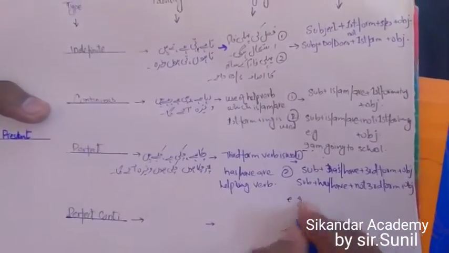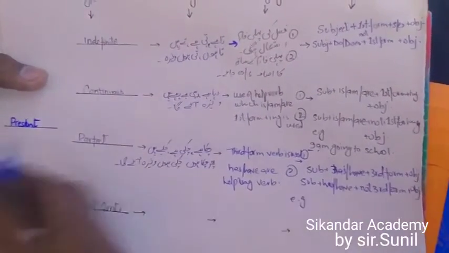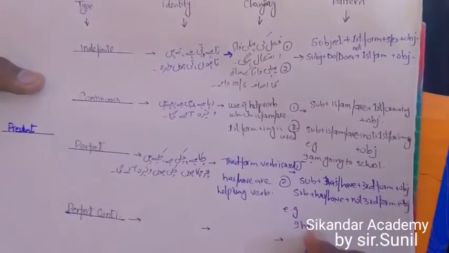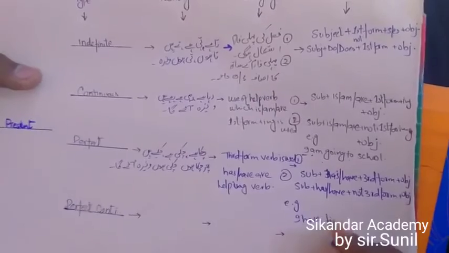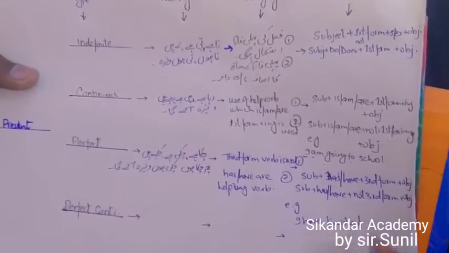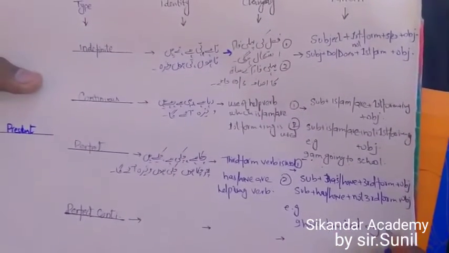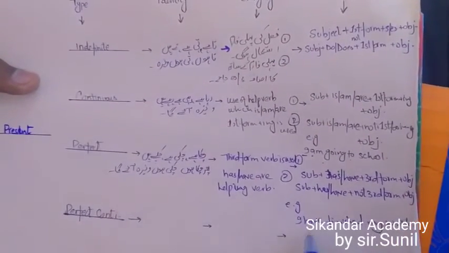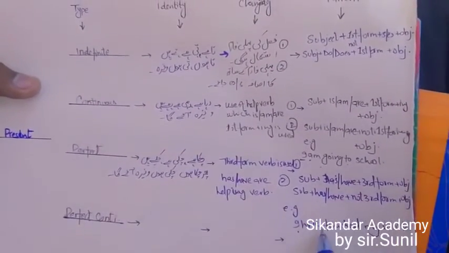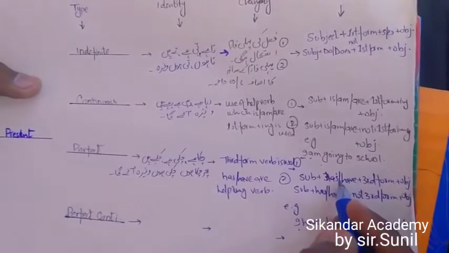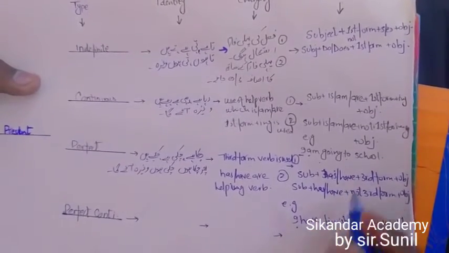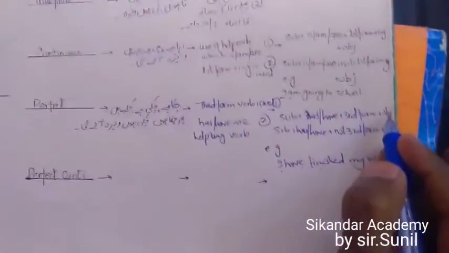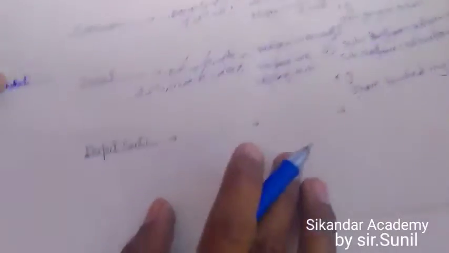Now the example is that मैं अपना काम ख़त्म कर चुका हूँ. I have finished my work. Here I is used as a subject, have as helping verb, finished as third form of verb, my work used as object.